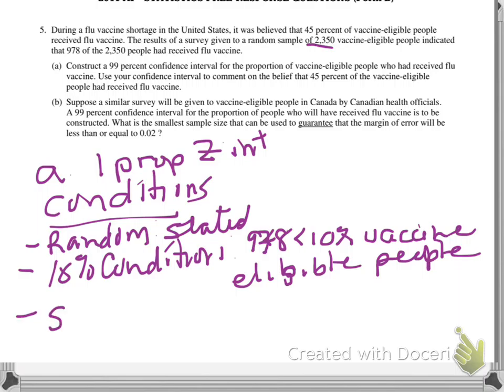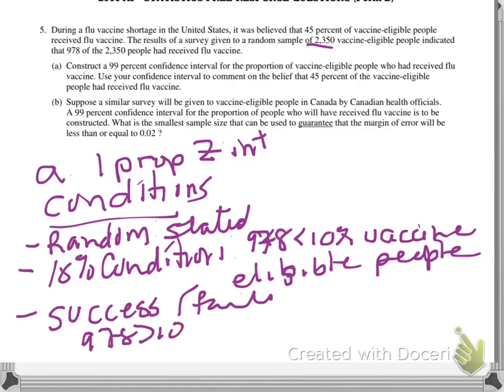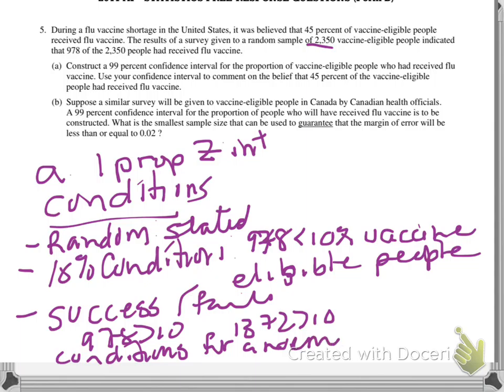And then success fail. Here we have 978 is greater than 10. And failure is going to be 2350 minus 978. 1372 is greater than 10. So conditions for a normal distribution exist.